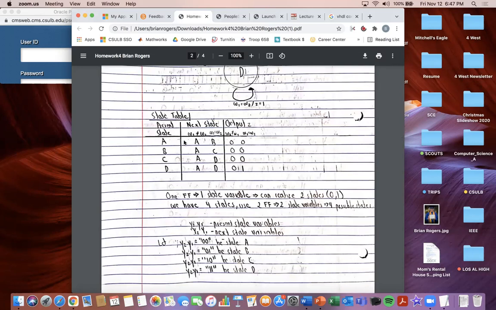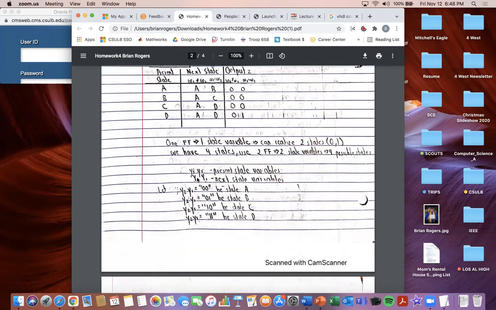Okay, so we have 4 states. One flip-flop has 1 state variable. It can realize 2 states. However, we have 4, so we need 2 state variables, so we'll have 2 flip-flops. For present state variables, it's the lowercase y2, y1. For the next state, it's the capital Y1, Y2.